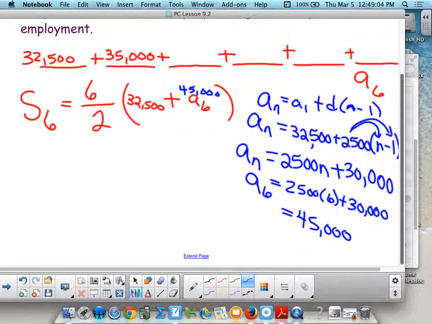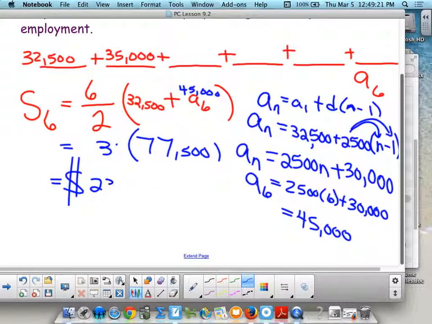On your 1st year, you were making this. Add the two together, 77,500, times 3. You make how much in 6 years? Is it 000 or is it 500? 500? Okay. 500. Just short of $250,000.